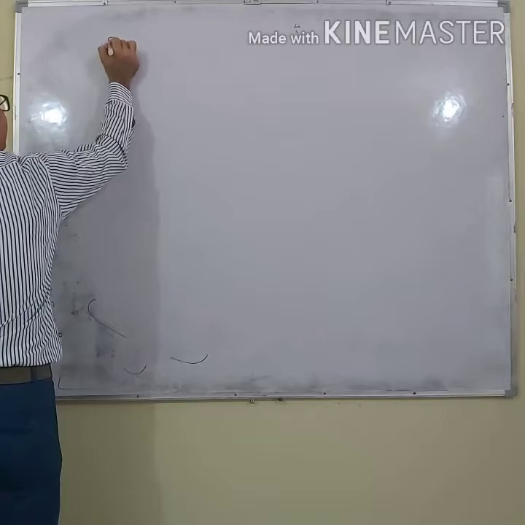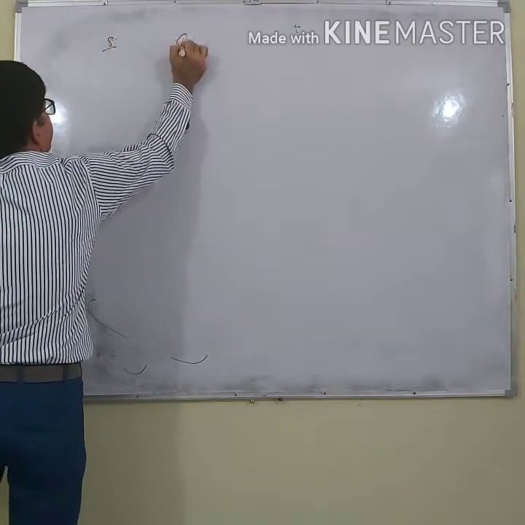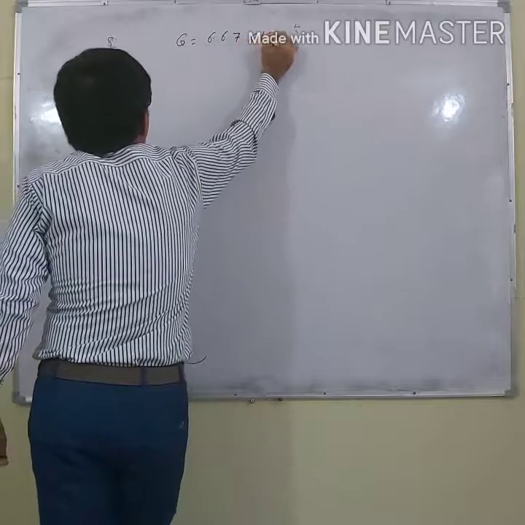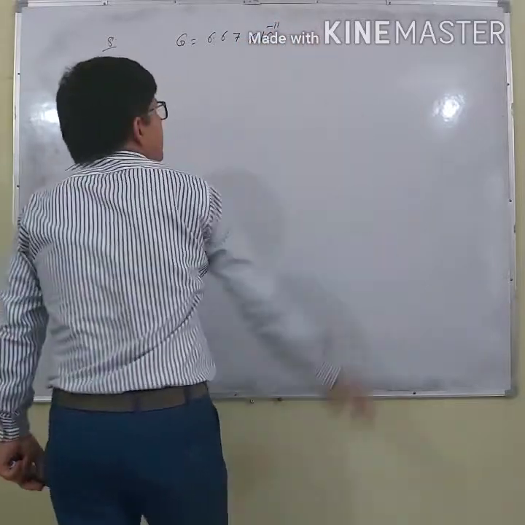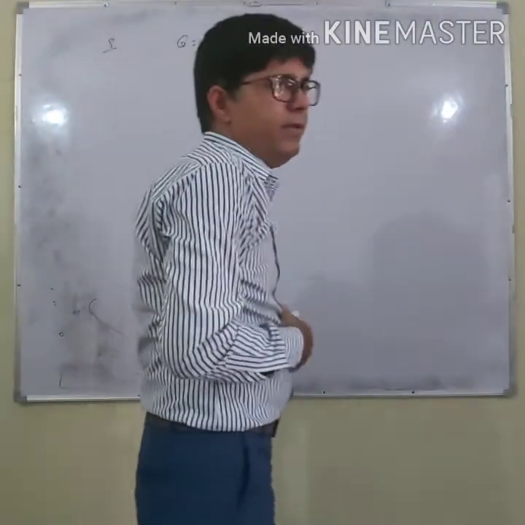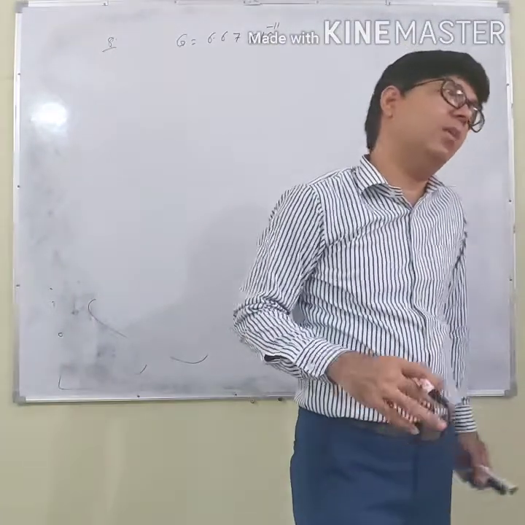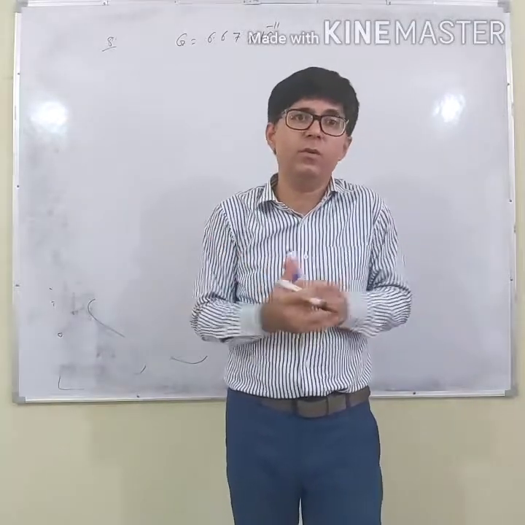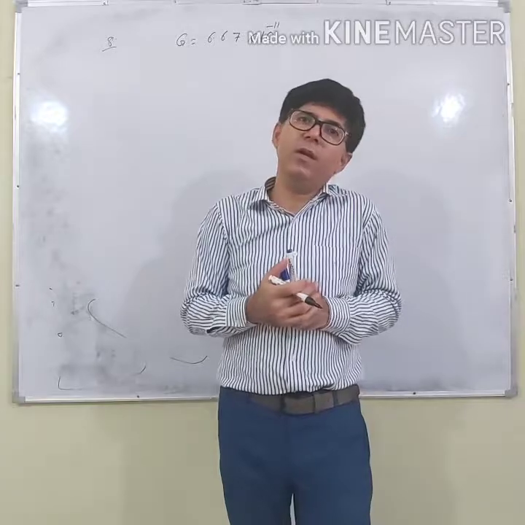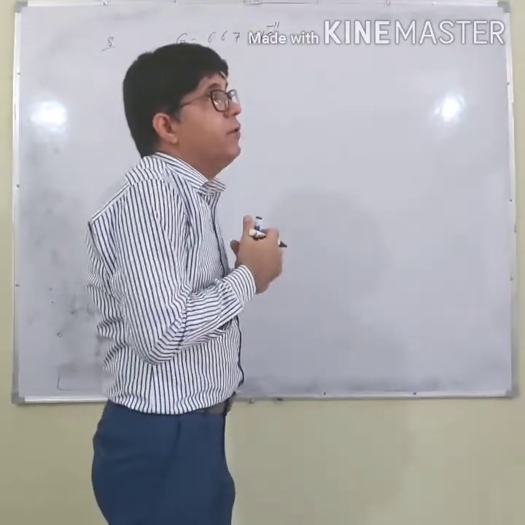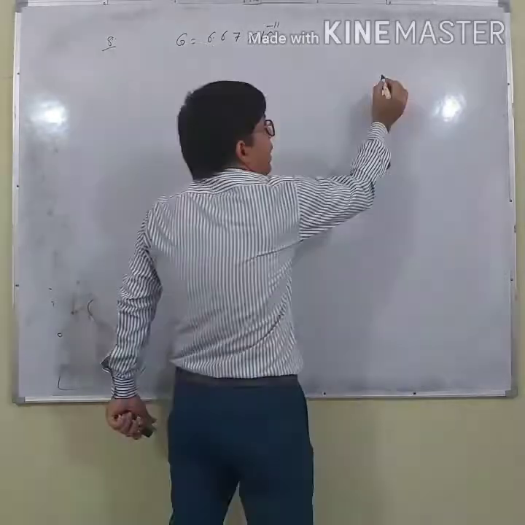Question number 8. Capital G is 6.67 10 to the power minus 11. What are the units? I also forgot the units, but the question has come, so I must know the unit. But if you forgot the unit, you can also make the units with the help of the formula.